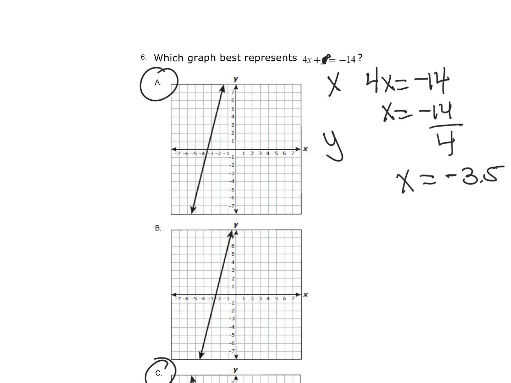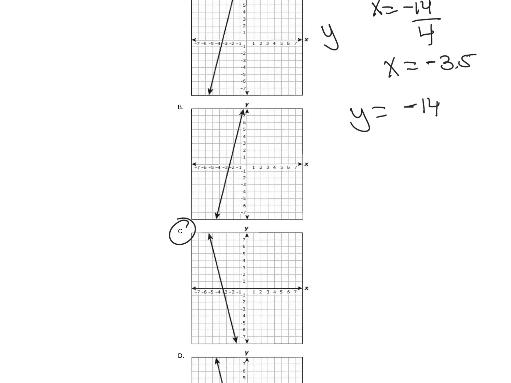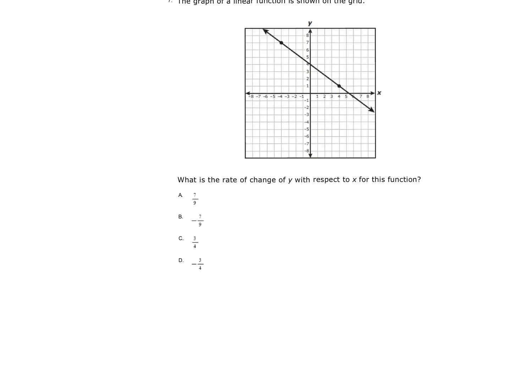Okay, now if we find our y-intercept, so remember, to find the y-intercept, we just cover up the x. So here for our y-intercept, I'm going to cover up the 4x. I'm left with a y-intercept of negative 14. Well, the only one that would be close to having a y-intercept of negative 14 is going to be here, and that's going to be C. So looking at number 7, what is the rate of change of y with respect to x for this function? It's just looking for slope.